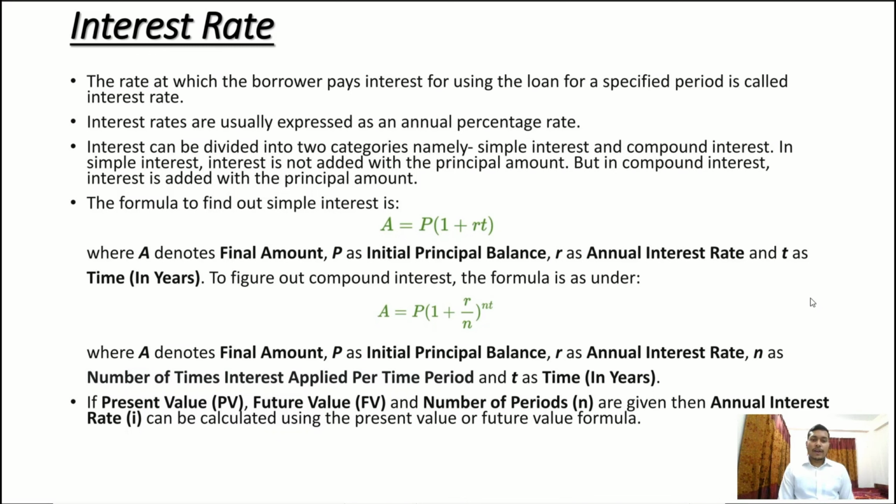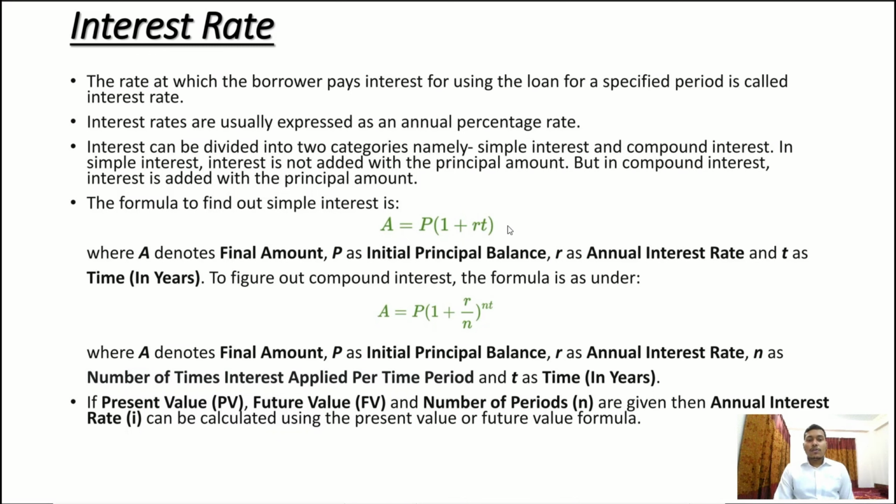The formula to find out simple interest is A equal P multiplied by 1 plus R to the power T, where A denotes final amount, P as initial principal balance, R as annual interest rate, and T as time in years.